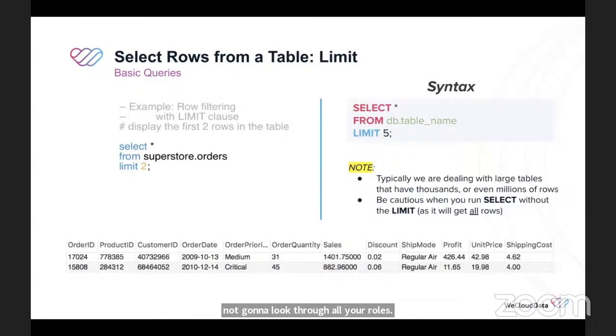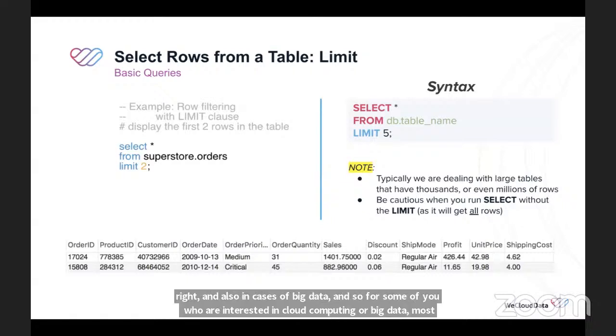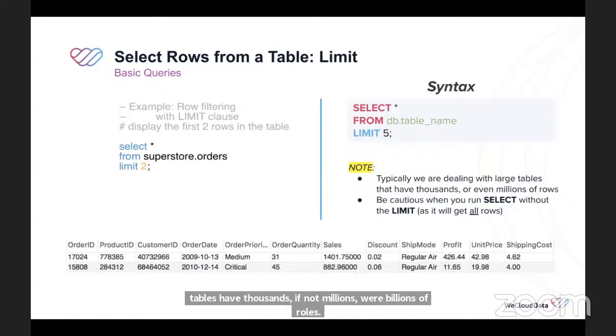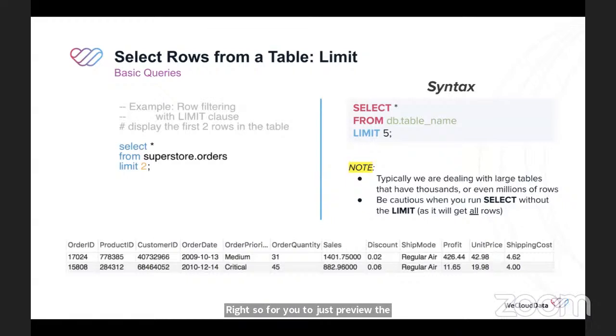Also, in cases of big data, for some of you who are interested in cloud computing or big data, most tables have thousands, if not millions or billions of rows. So for you to just preview the table and load all those rows, you're wasting time and you're wasting memory. So might as well just limit it to the first 2 or 5 or 10, depending on your preference, and just look at the general trend in the output here.